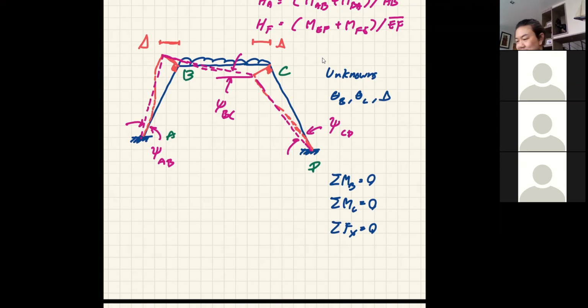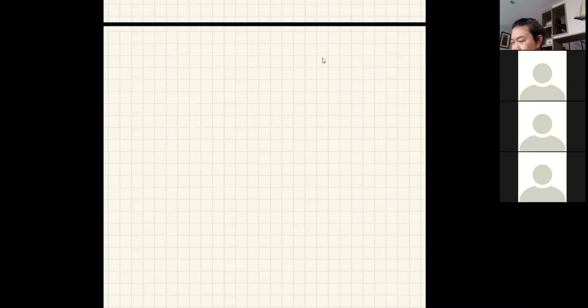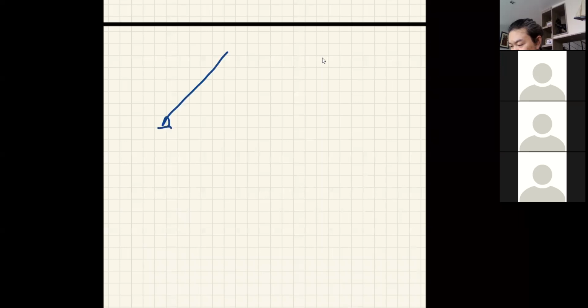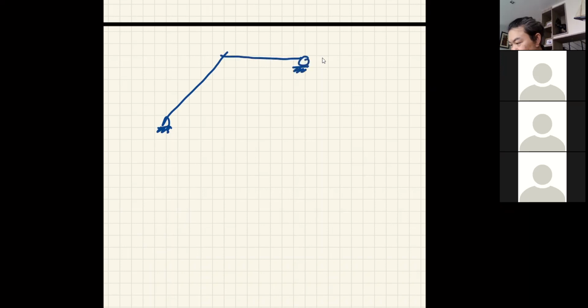Another interesting case is this, when I used to give this, let's say it's very fun. When you look at this structure, for example, hinge and roller. So that's a determinate structure, right?